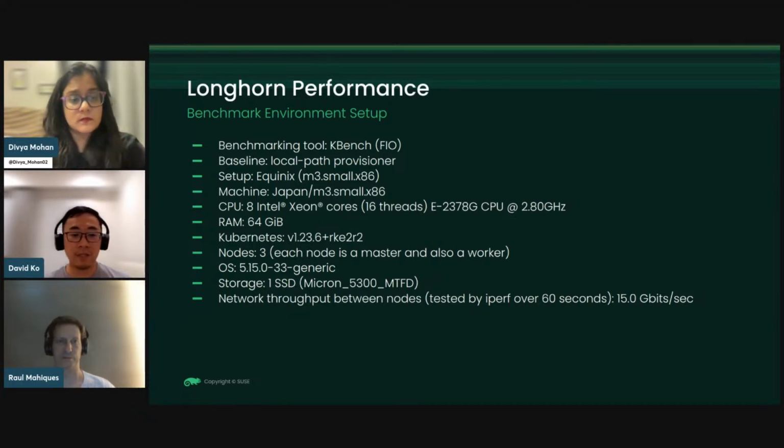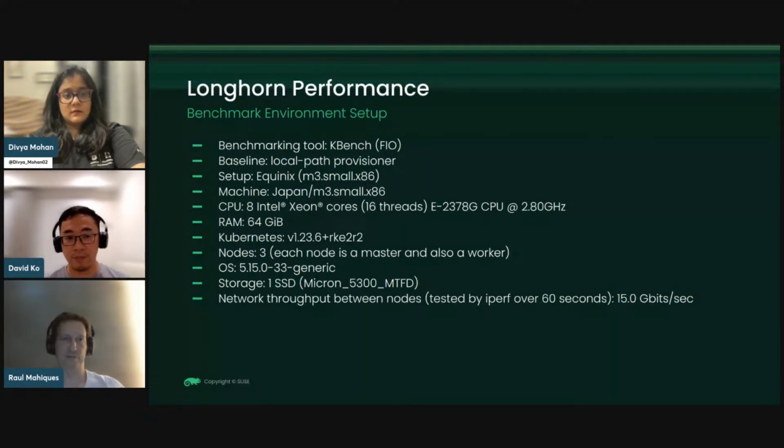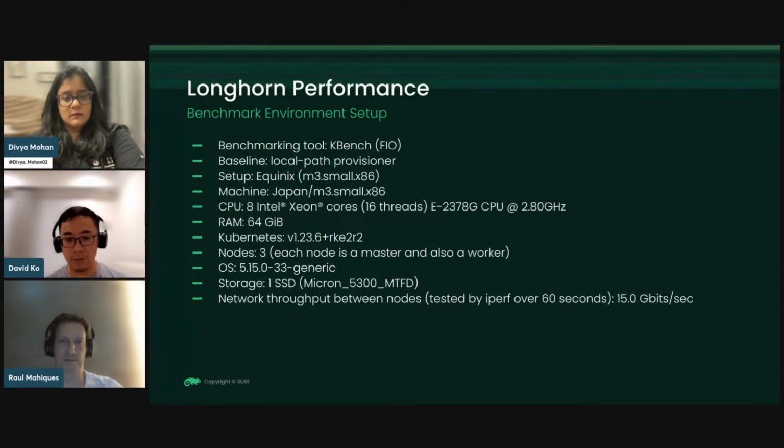The test bed we are running on is the Equinix Metal, and as the baseline to test the raw disk performance, we use a local path provisioner, and the spec is like that. The CPU is 8 cores, 16 threads, and the RAM is 64 gigabytes of memory. Kubernetes RKE2 standard cluster, and the operating system and kernel is 5.4. This is to showcase that we have a good setup and good network speeds between the nodes, and also high-performance SSD.